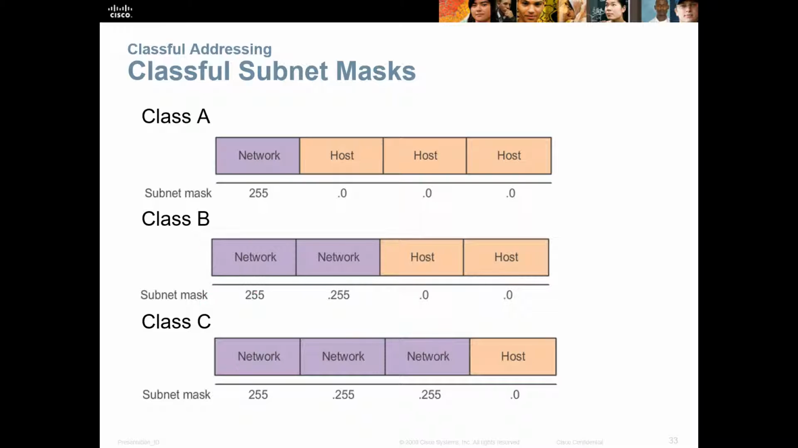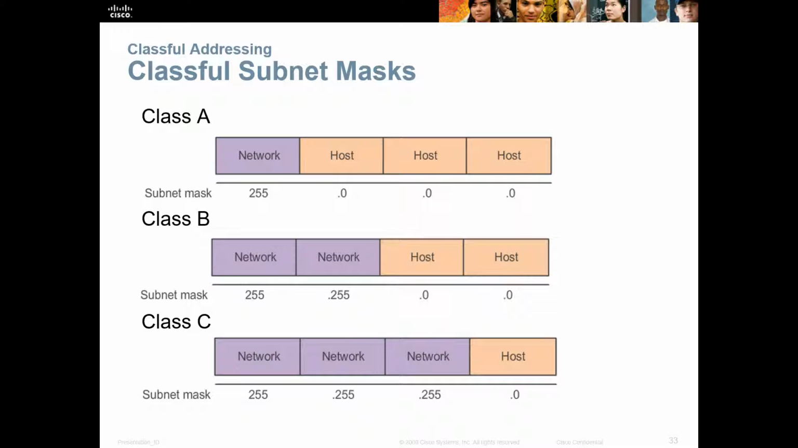Class B, the first two are network, and the last two are hosts. Class C, first three are network, the last one is hosts. Meaning we can manipulate the hosts. We cannot change the network portion. And so that's exactly why class systems didn't last very long.